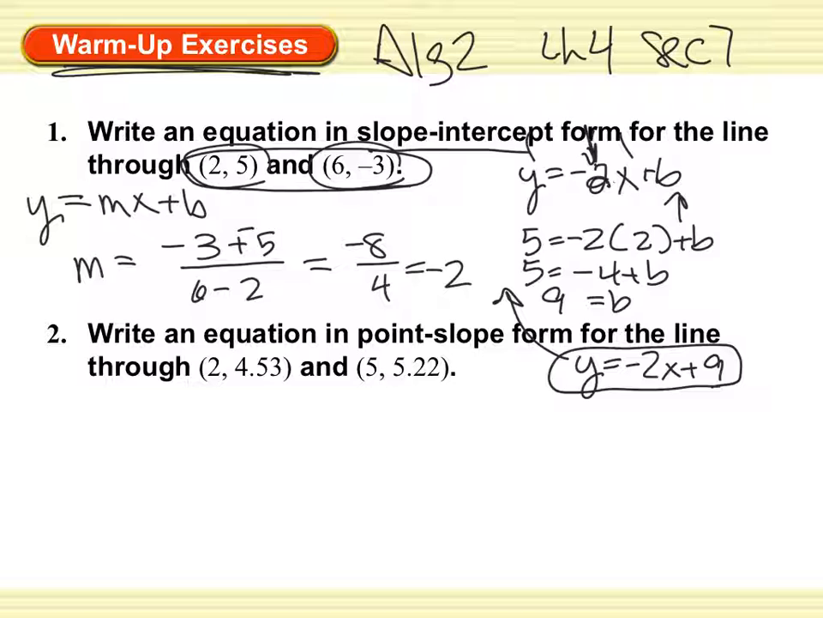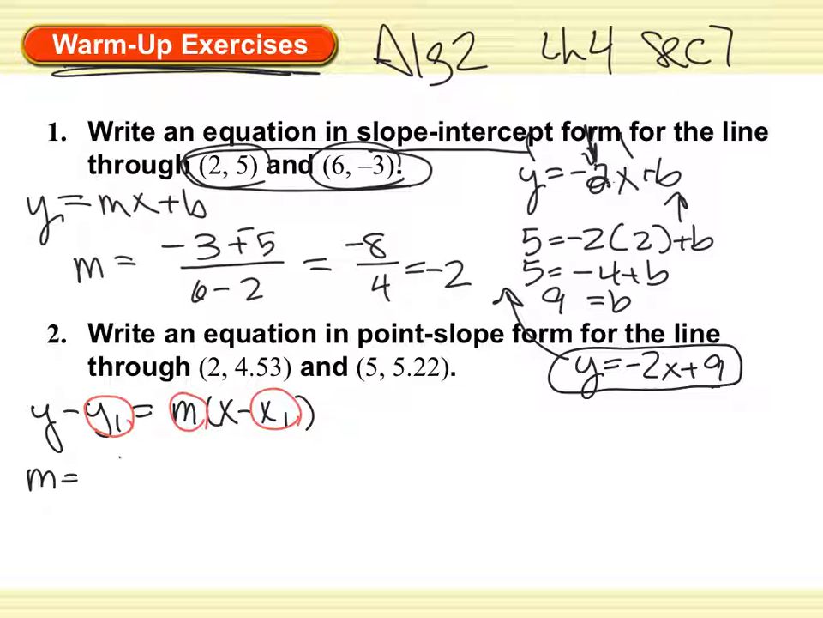All right, we're going to do it again. This problem says write an equation in point-slope form for the line through those 2 points. Point-slope form looks like this: y minus y1 equals m times (x minus x1). It's actually much easier. We still have to find m. So the values that we need to input are those 3.